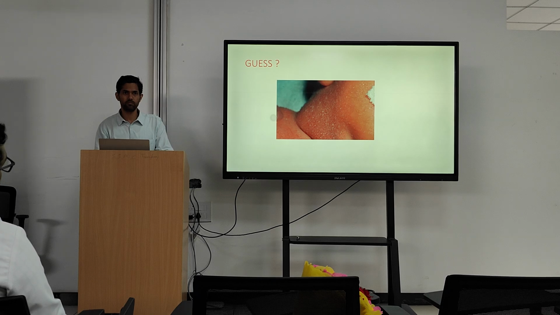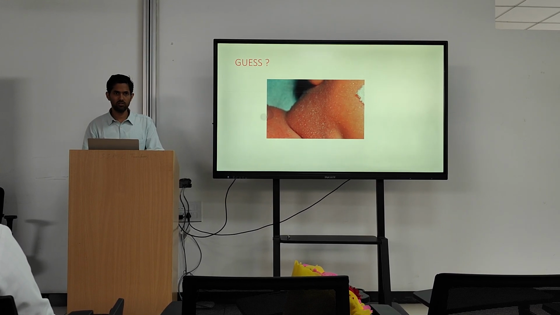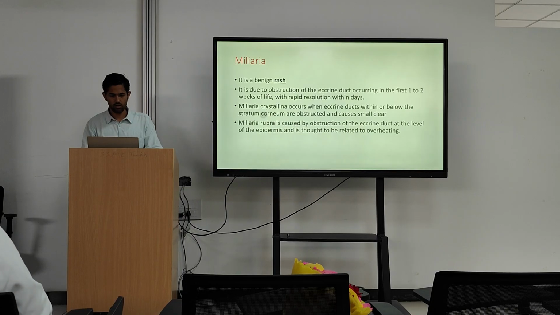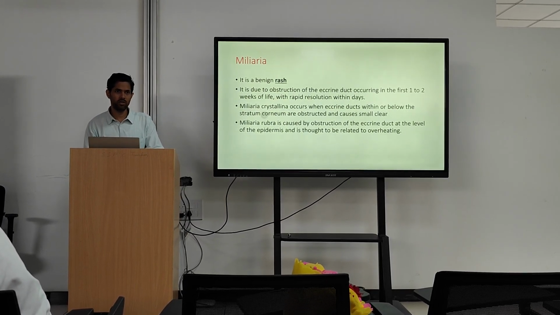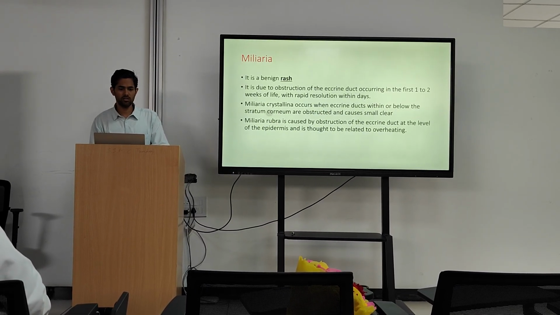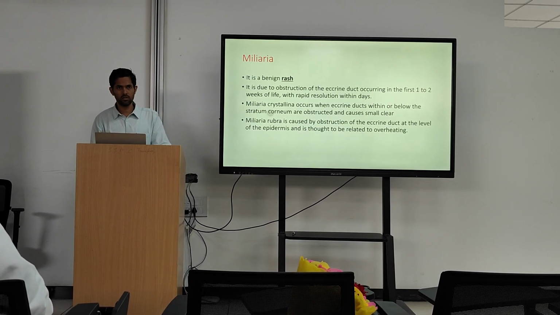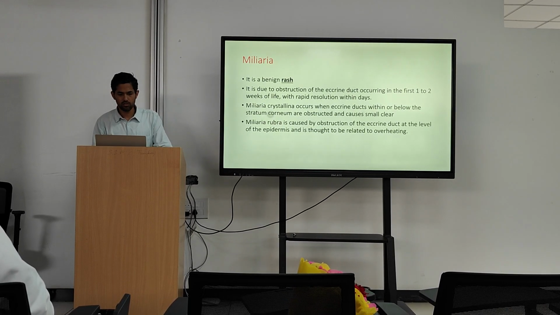What is this? This is like some rash with some white color. So this is miliaria. Usually we tend to confuse milia and miliaria. Milia is a white, shiny thing. Miliaria is with an R, where we can denote it as it's a rash. So it's a benign rash.